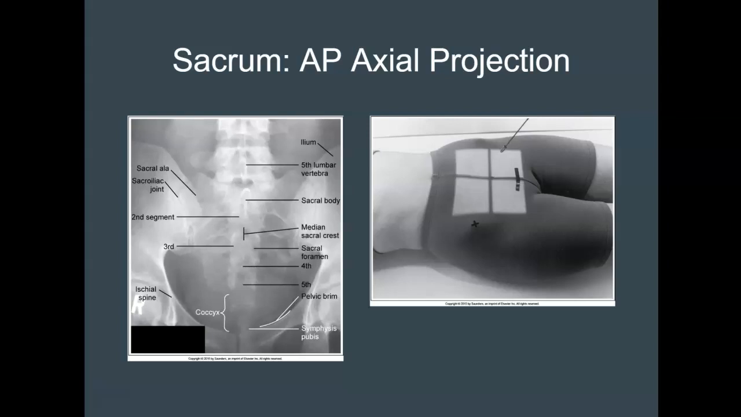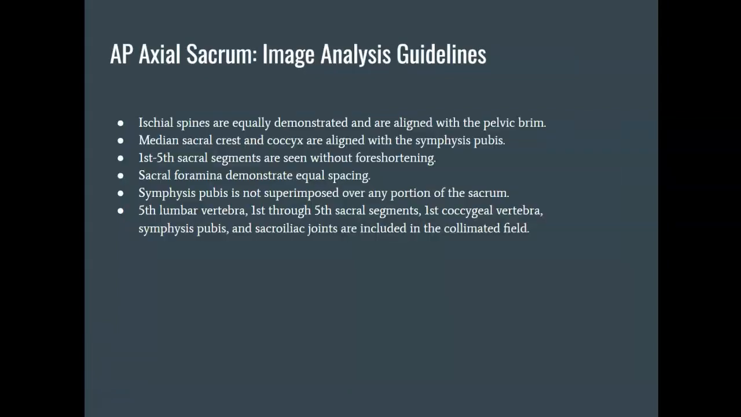The first through fifth sacral segments are seen without foreshortening. The sacral foramina are demonstrated with equal spacing. The symphysis pubis is not superimposed over any portion of the sacrum. The fifth lumbar vertebra, the first through fifth sacral segments, the first coccygeal vertebra, the pubic symphysis, and SI joints should all be included within the exposure field. I have provided for you the image analysis guidelines for your review.